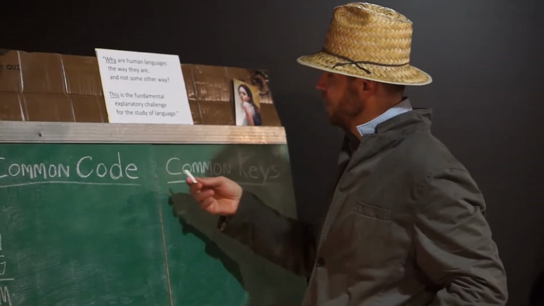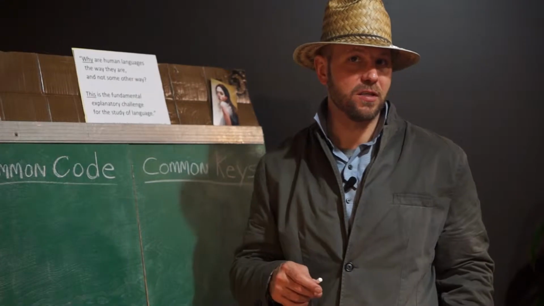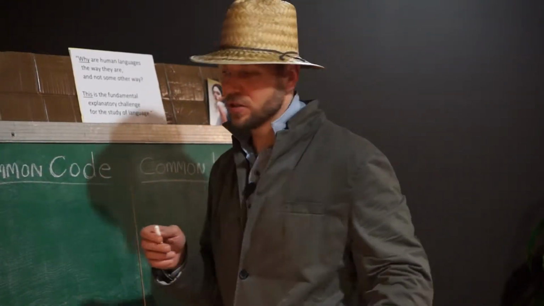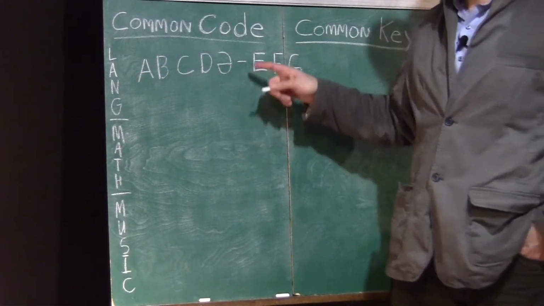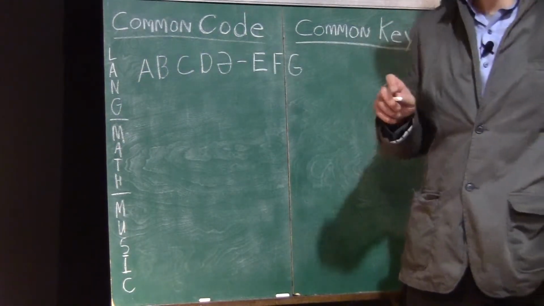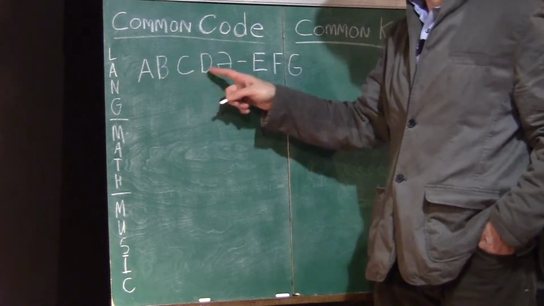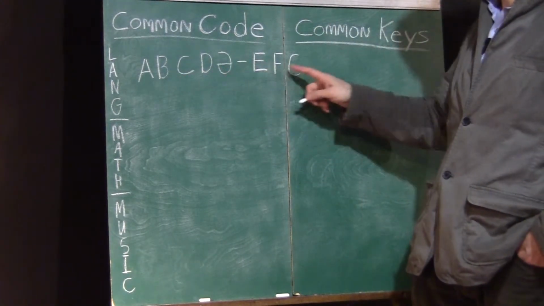I'm saying there's a common code with common keys, and in language and math and music, we have a code for all these things, we know. And the code in language is our alphabet. Of course, you'll see the schwa here because I've taken the schwa into my alphabet. So we have A, B, C, D, schwa, E, F, G.